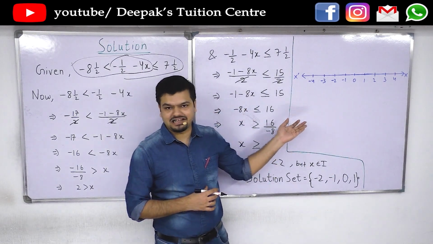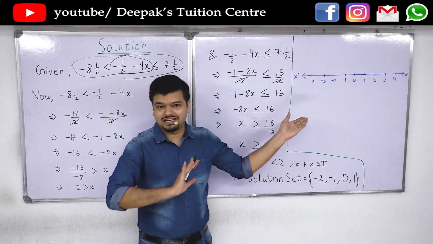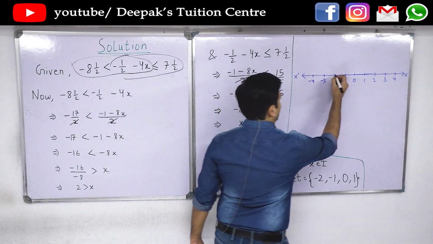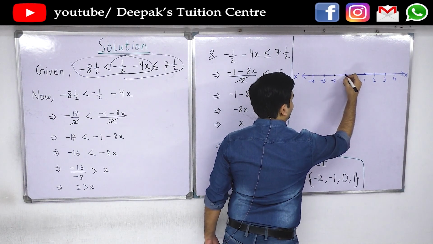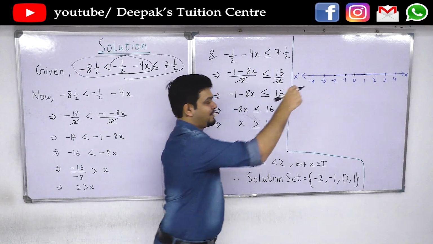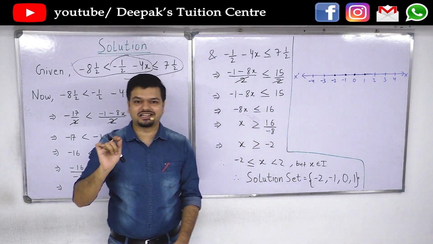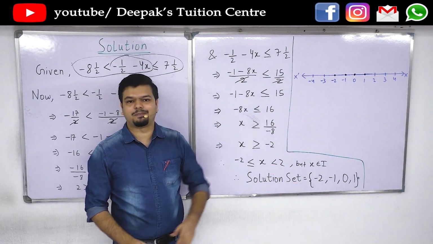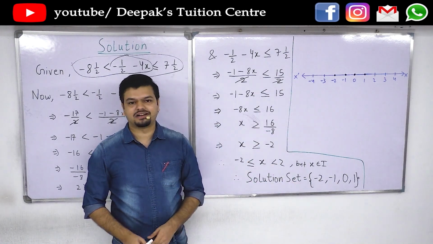But we have not completed our sum yet. Using a pencil only, we need to mark these points. So the points are minus 2, minus 1, 0 and 1. We mark those points in bold dark circles so that the teacher can recognize that these are the numbers that you wanted to represent. And your answer is complete.